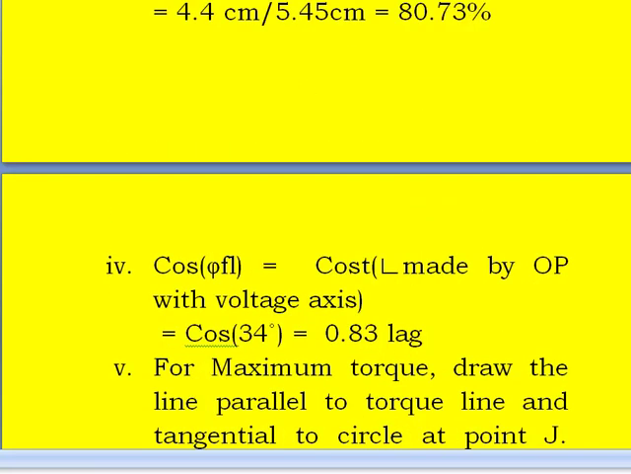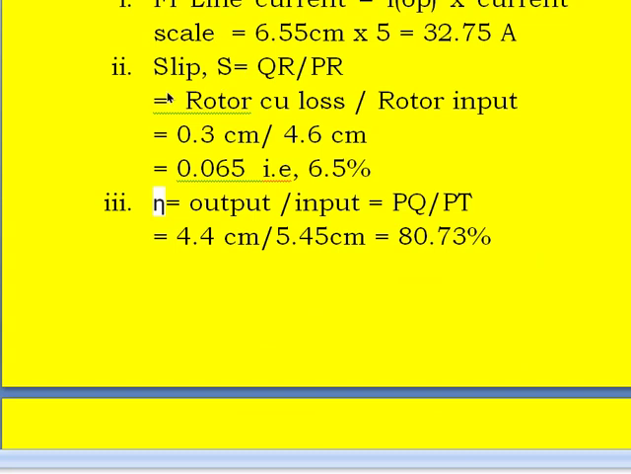Coming to the slip, from the circle diagram, we get S is equal to QR divided by PR. Here we are getting 0.3 centimeters as QR, and the PR distance we are getting as 4.6 centimeters. Once we take the ratio of these two, we get 0.065, that is 6.5% as the slip.